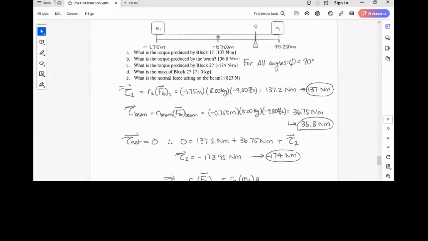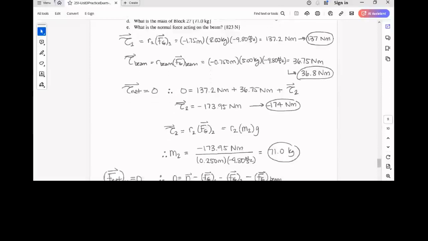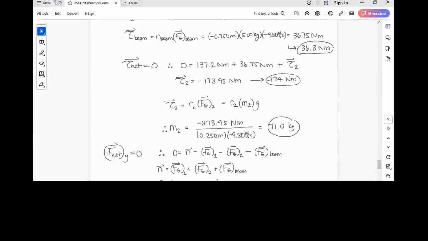I don't know anything about the mass of block 2, but I know where it is. And I know that this is a problem that's taking place on or near Earth's surface. So that means I have enough to solve for M2 once I know tau 2. I get a negative torque divided by 0.250 meters, which is a positive, but I'm dividing by negative 9.80 meters per second squared. So I get a positive mass. That would be 71.0 kilograms when sig figs are applied.